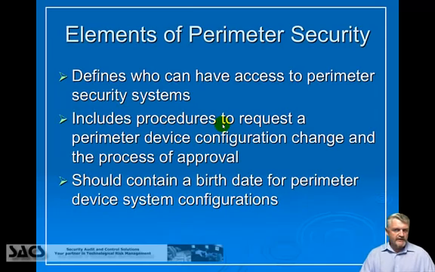The elements of a perimeter security, it defines who can have access to the perimeter security systems. It definitely includes procedures to request a perimeter device configuration change and process that approval. There I'm thinking about wireless access points. It should contain a birth date for a perimeter device system configuration, meaning that if it was installed today, we will review it in 30 days, 60 or 90 days to make sure it's still required, make sure everything is still fine.